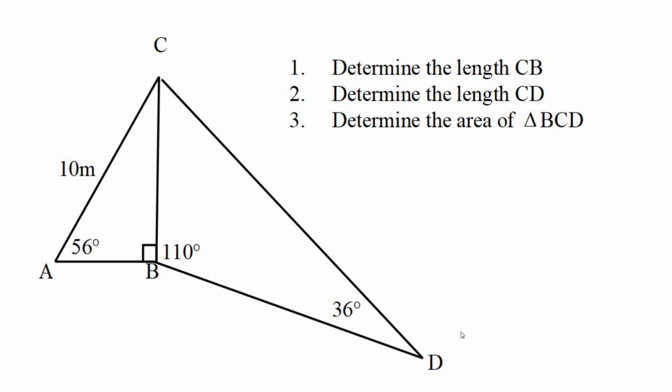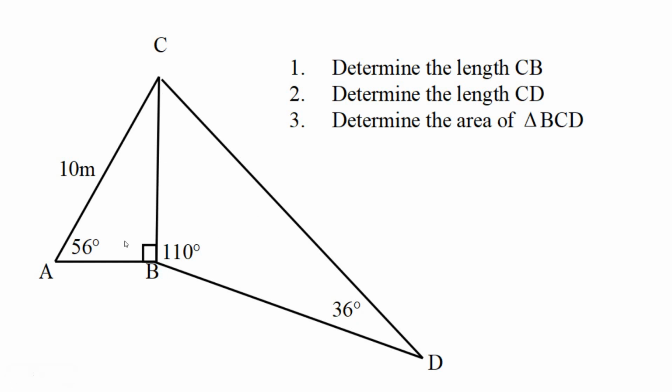Okay, let's try this trig roundup question here. We've got a right angle triangle, ABC. It looks like angle A is 56 degrees. There's your right angle. There's the long side, the hypotenuse, and it's 10 meters. We've got some angles over here, 110, 36. But the first question is, determine the length of CB.